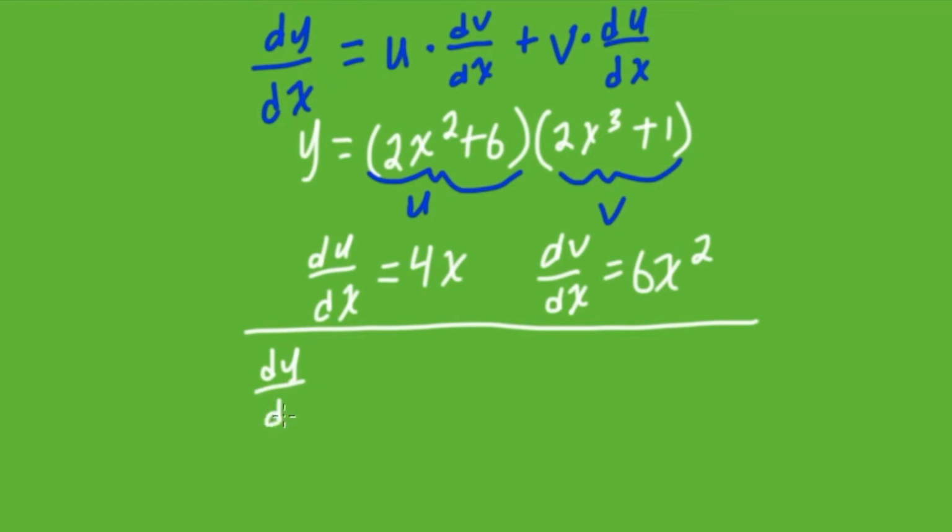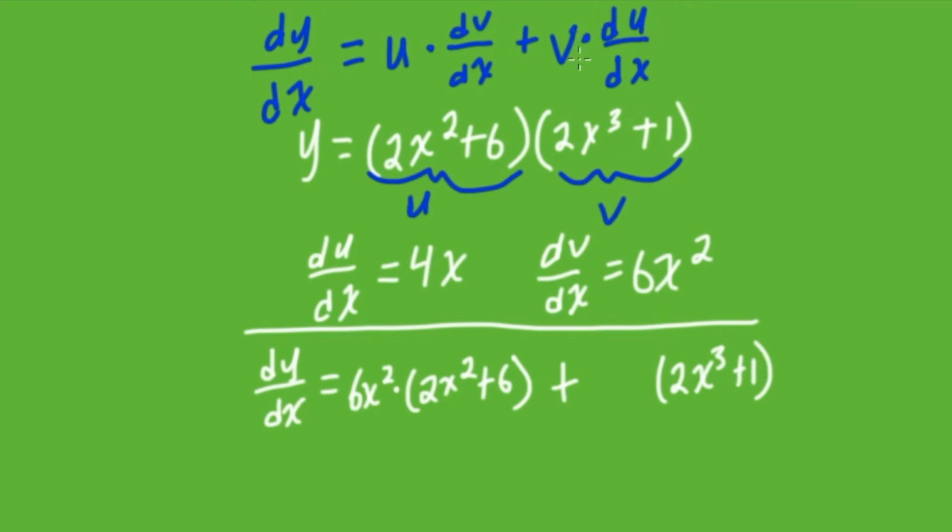So we get dy/dx is equal to, so we have u is 2x squared plus 6. And that's multiplied by dv/dx, which is here, that's 6x squared. So I'll just write it like that. We have 6x squared times our u. And then we add, because we have a plus here, and we have v. v is 2x cubed plus 1. And that's multiplied by du/dx, which is 4x. And now we have our derivative. It's this, but we want to simplify this.